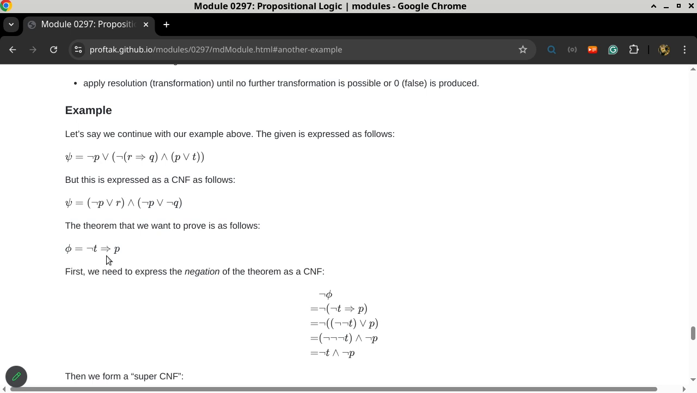So we cannot handle this directly because this does not work well with resolution, because it does not look like a CNF to me. So the first thing we need to do is to negate phi, because we're using proof by contradiction. Proof by contradiction says you have to negate the expression that you want to find out whether it is a theorem or not. You have to negate it first. So when we negate not t implies p, the whole thing basically eventually simplifies to not t or not p.